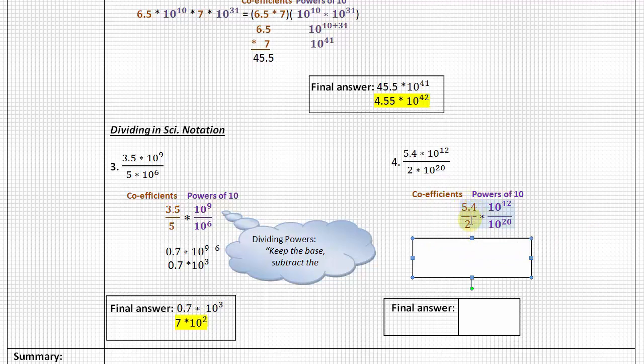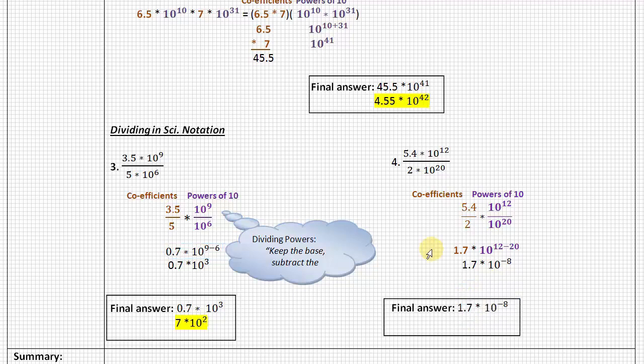So 5 and 4/10 divided by 2, well, half of that. Half of 5 and 4/10 is going to be 1 and 7/10. With powers of 10, we can subtract our exponents. So putting it all together, we're going to get 1 and 7/10 times 10 to the -8, because 12 minus 20 is -8. So it looks like we have our final answer, 1 and 7/10 times 10 to the -8. Our coefficient is in proper scientific notation, so we don't need to make any adjustments to our final answer.